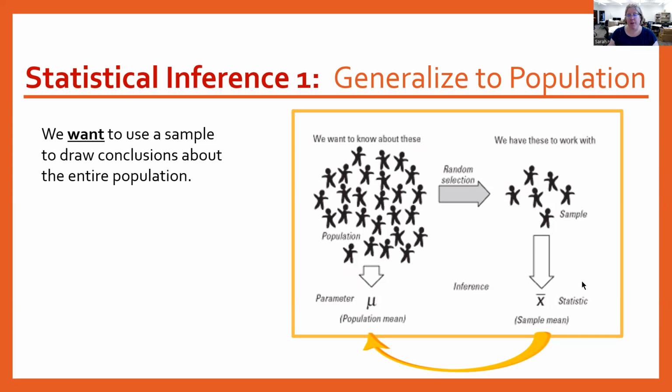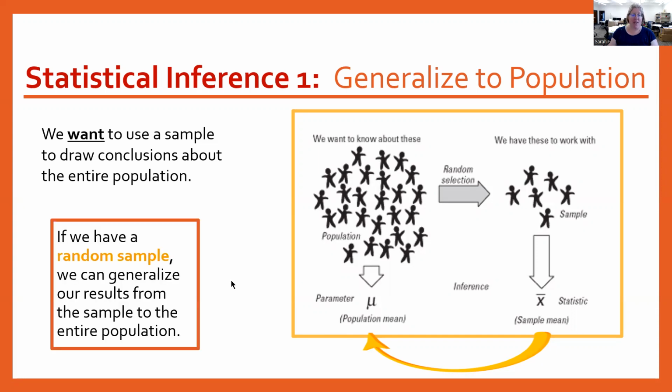And so our goal is to use that 18% to be able to say, well, we think for the entire population, maybe 15 to 21% actually have a computer. So we're going to use that knowledge we get from the sample to make an estimated guess about our population.